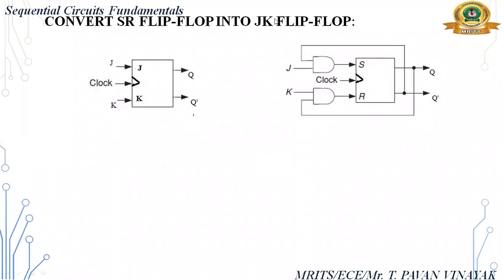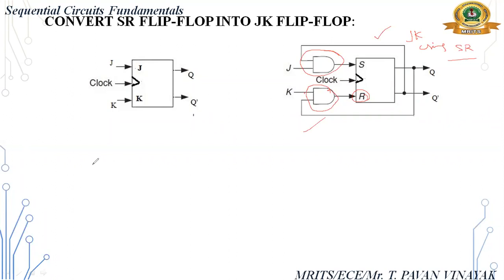So we got the expression S is equal to J Q bar. Q bar is taken from here. And the R expression is K into Q. So I am using another AND gate. So this is a JK flip-flop using SR. This is the final circuit.